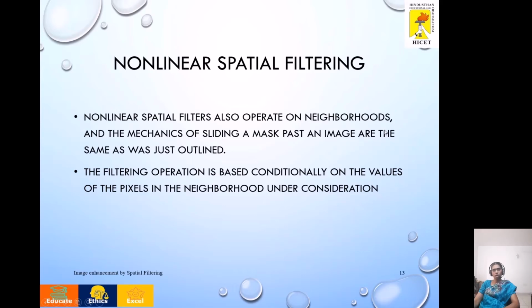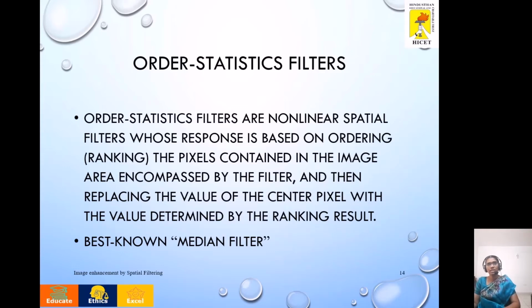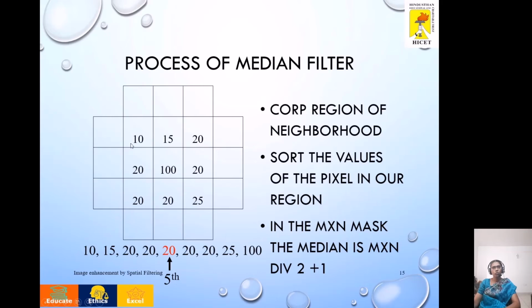Here, the sum of product form is not included. Instead, ranking is incorporated. For that, the best used filter is the median filter. For example, consider this is the image, and the median filter used is 3 by 3, which means we have to crop that respective region, and the pixels cropped under it will be sorted in ascending order: 10, 15, 20, 20, 20, 20, 20, 25, 100.